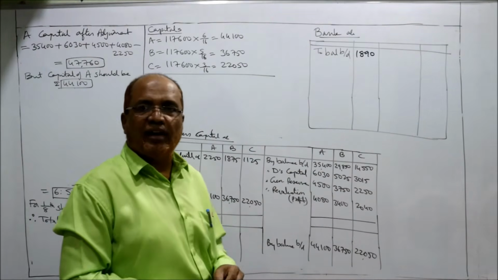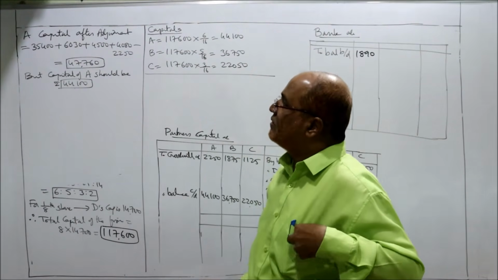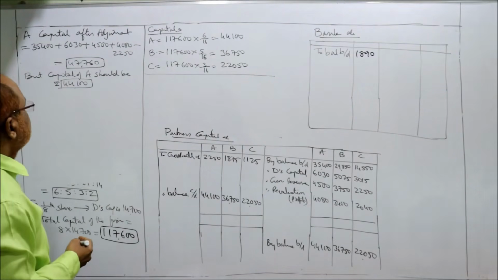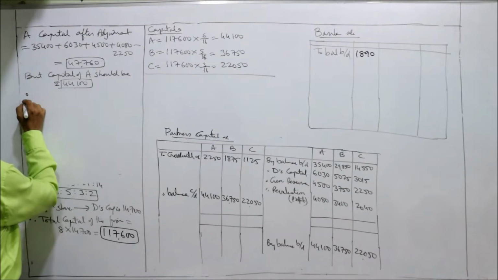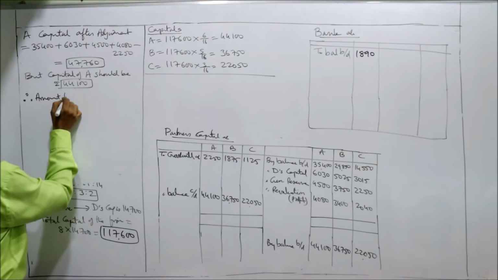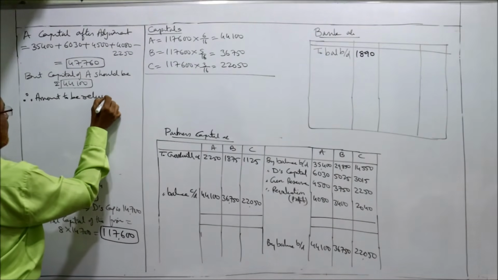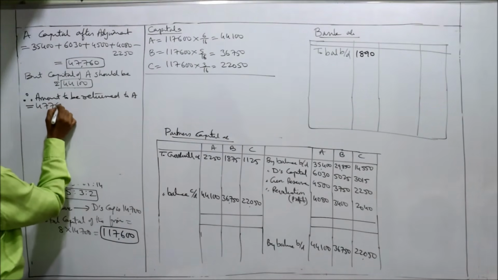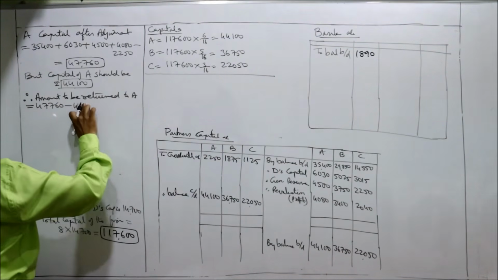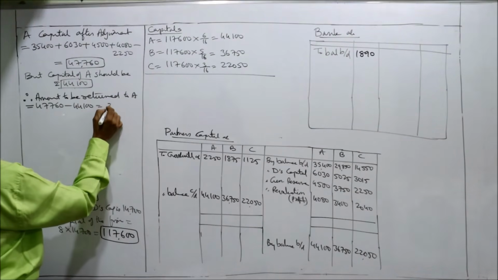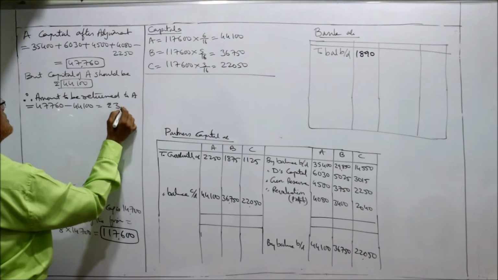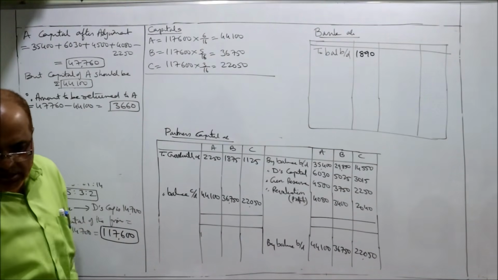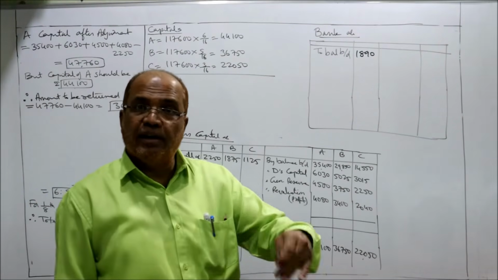A's capital should remain 44,100, but his capital is 47,760. Therefore, cash to be returned to A is equal to 47,760 minus 44,100, which is equal to 3,660. 3,660 should be returned to A.